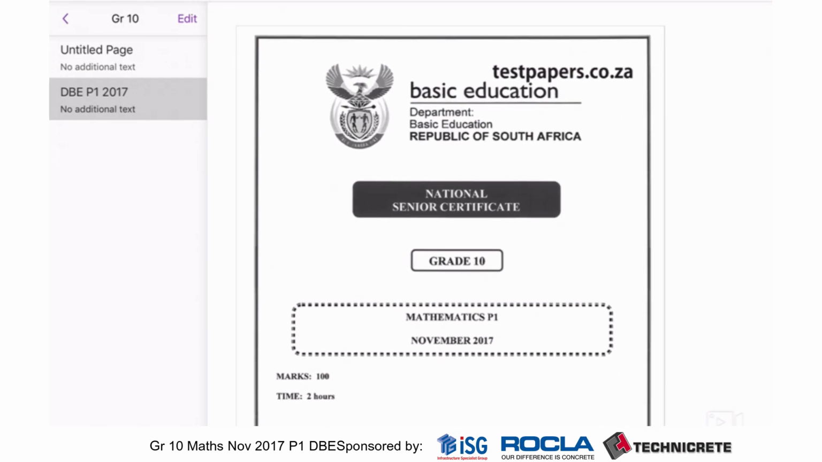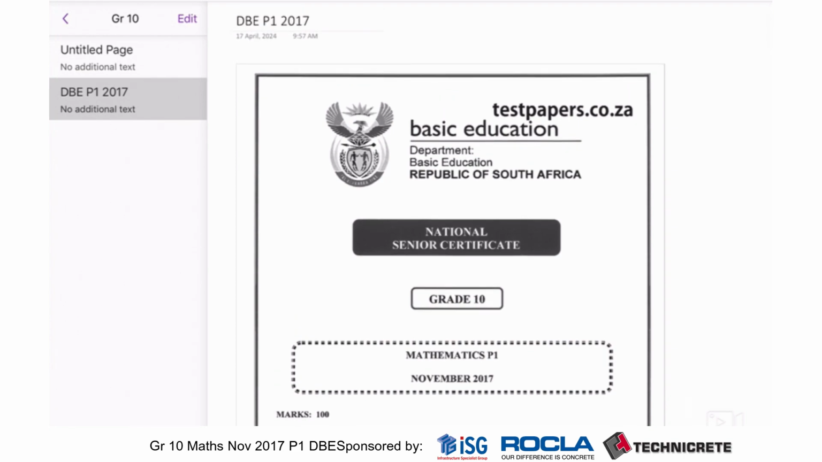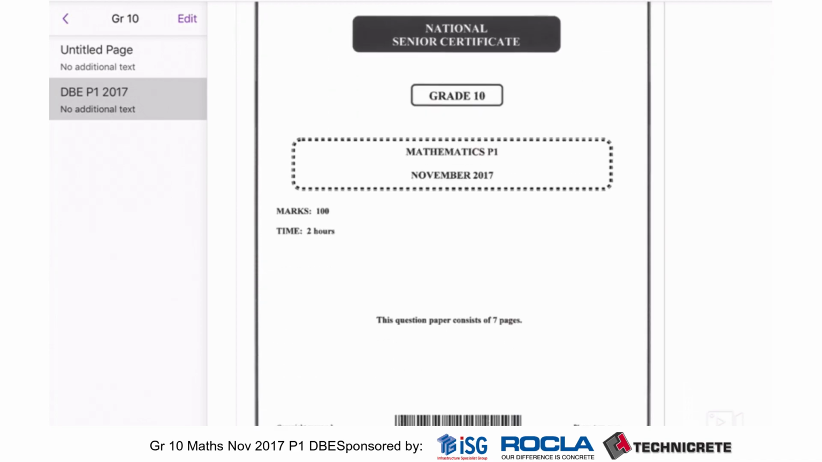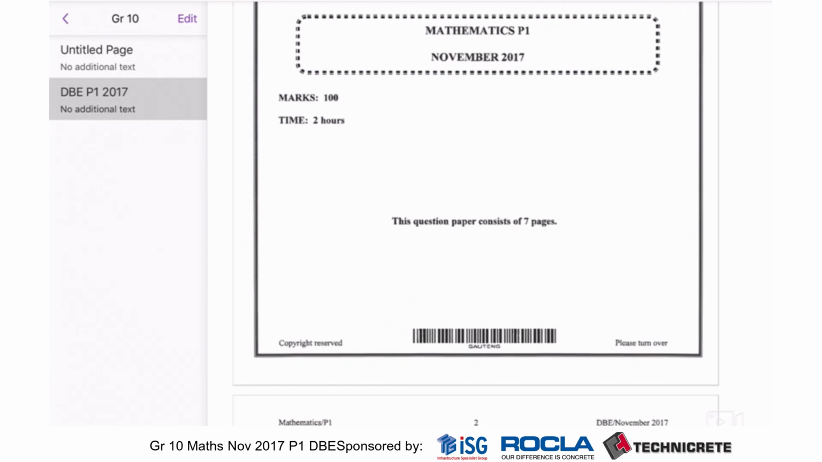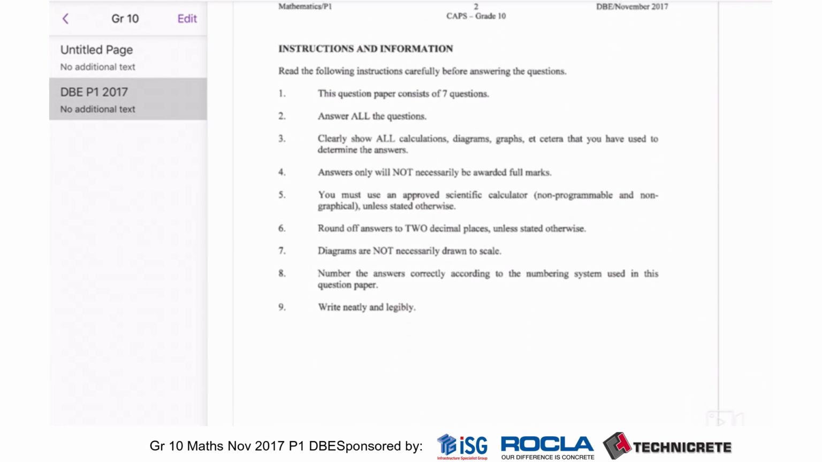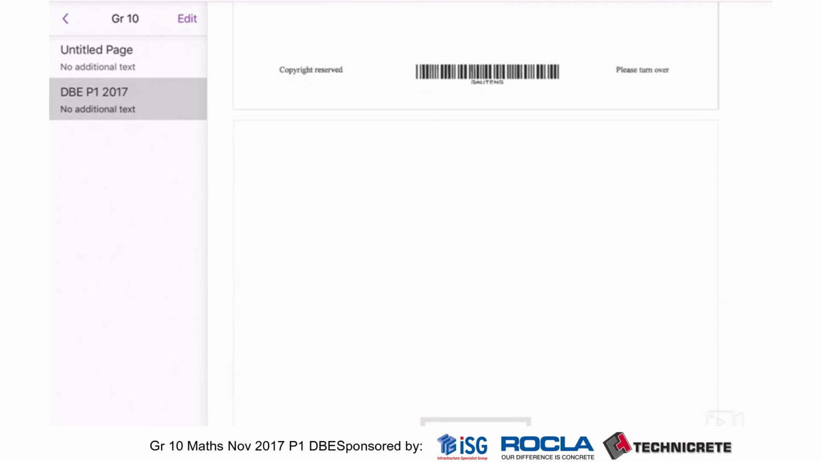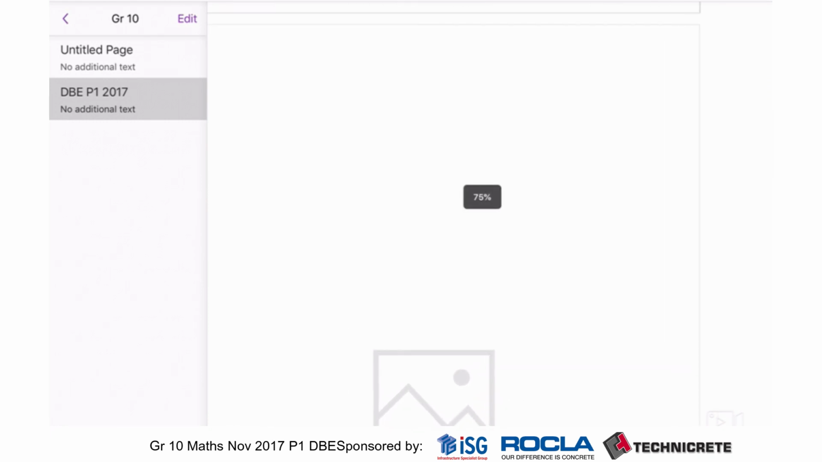Good day. Today we will be looking at Grade 10 Mathematics Paper 1, November 2017, and it's a Department of Education paper. So we're going to be working through the whole paper. The mark allocation is 100 and it should take 2 hours. On this page we have all our instructions and we're going to go straight to question 1.